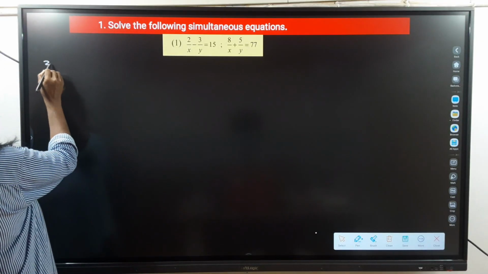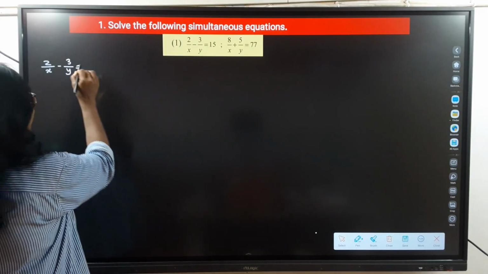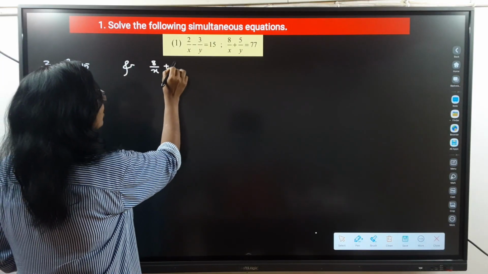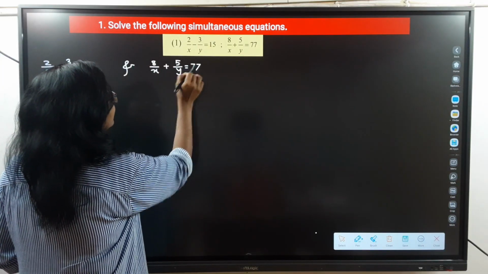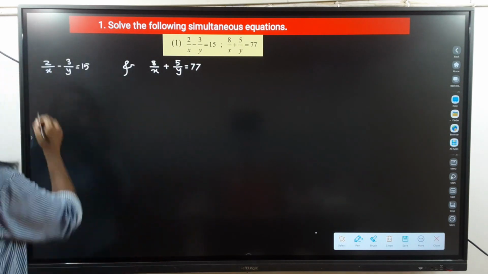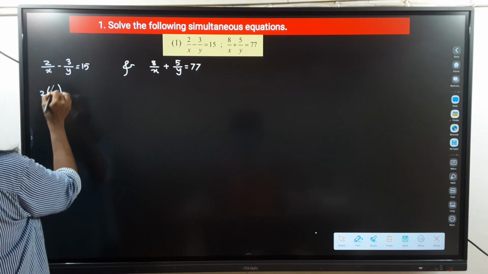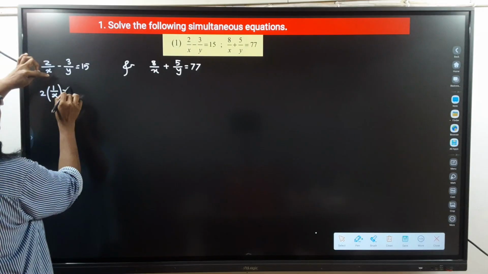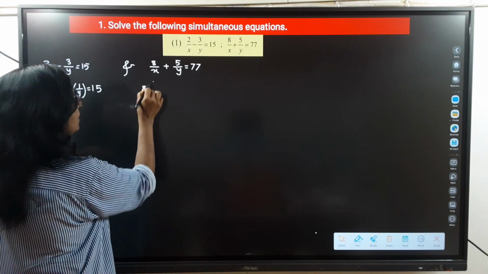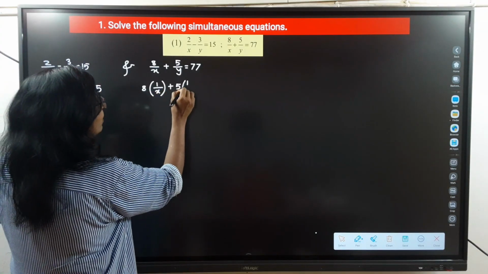So first I write down the given equations as they are. 2 upon x minus 3 upon y is equal to 15. And then the second equation, 8 upon x plus 5 upon y is equal to 77. Then here I convert these non-linear equations into linear equations. So this equation can be written in this form, 2 multiply 1 upon x minus 3 multiply 1 upon y is equal to 15, and this equation can be written in this form also, 8 multiply 1 upon x plus 5 multiply 1 upon y is equal to 77.